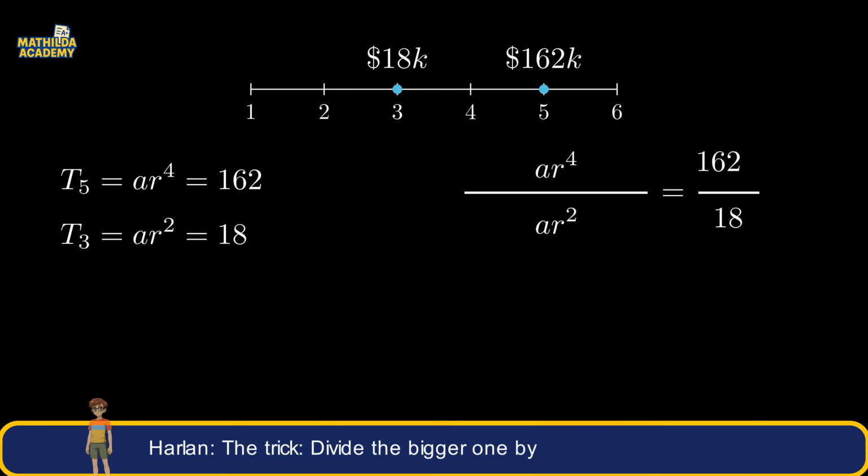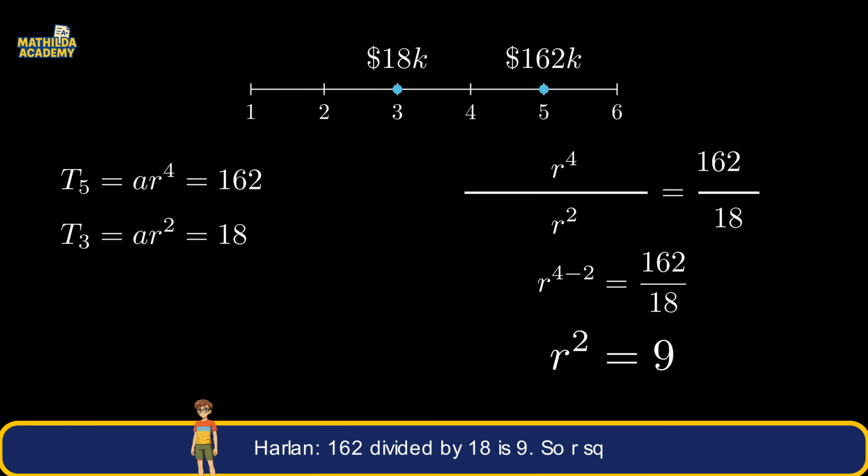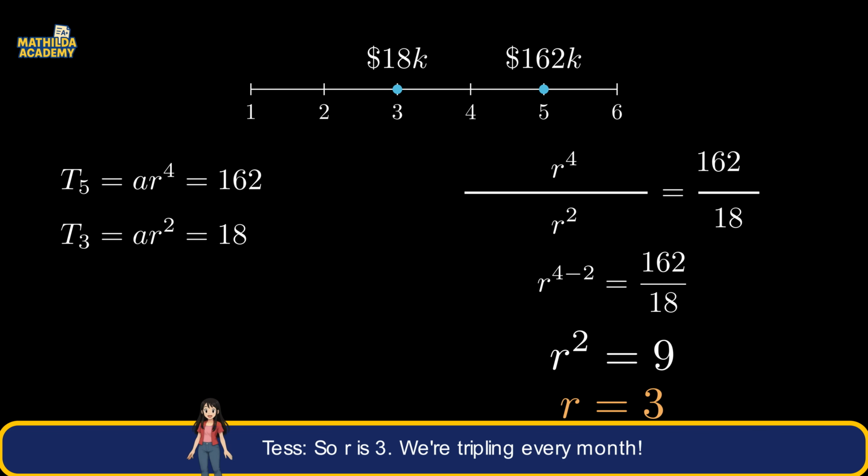The trick, divide the bigger one by the smaller one. Stack them. The A cancels out. We're just left with R's. 162 divided by 18 is 9, so R squared is 9. So R is 3. We're tripling every month. Nice.